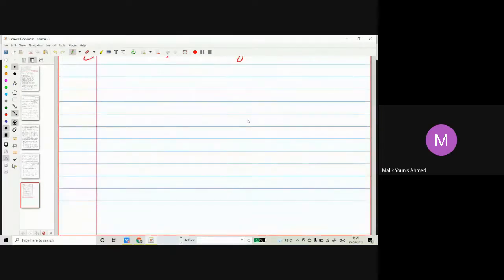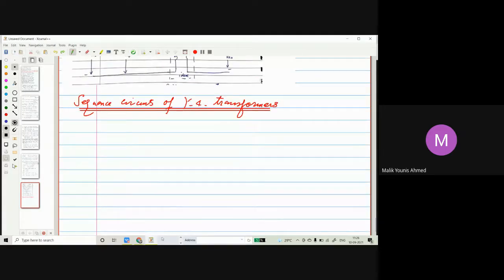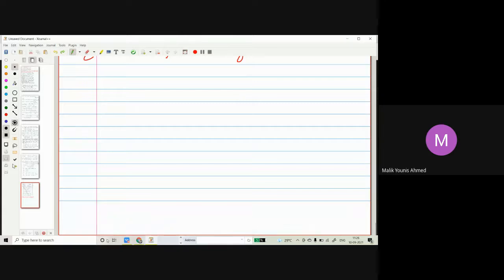But before that, I will give some brief introduction about this. What we are talking about in this topic, what the topic says itself. We are talking about the sequence circuits, so when we talk about sequence circuits, it will be positive, negative, and zero sequence circuits. Now, the sequence circuits of a three-phase transformer depend upon what? They depend upon the connections of the primary and secondary side. That means on the primary and secondary side winding, what are the types of connections we have? That will depend on them. That's the first thing.